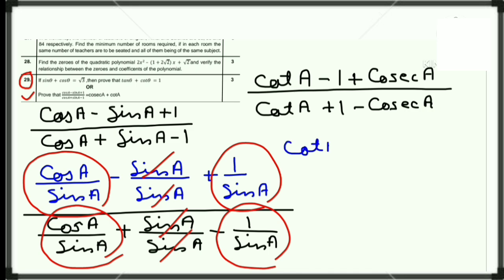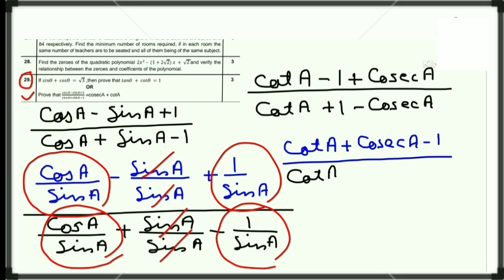Now let's arrange the terms in numerator. Cot A plus cosec A minus 1, and all terms in denominator as it is. Cot A plus 1 minus cosec A. Okay, now let's proceed to next page.